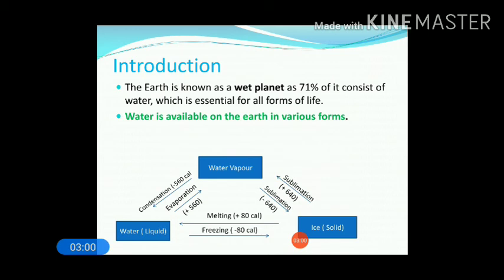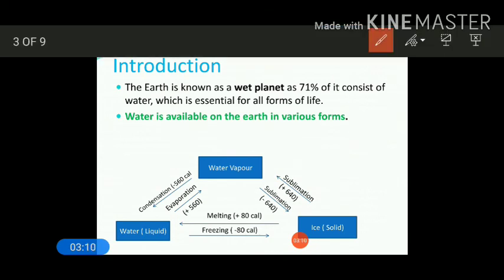Starting with the introduction, we know that Earth is also known as the wet planet. The reason behind this is that 71% of the Earth consists of water, which we have already discussed in hydrosphere. 71% of the Earth is covered by water, either in the form of fresh water or brackish water. This is why Earth is termed the wet planet, or the blue planet. We know that water is very essential for all forms of life.